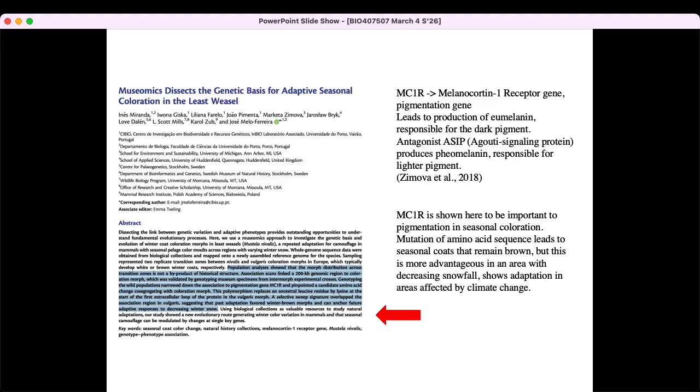I think I added this arrow. Oh, so this I wasn't familiar with this word, museomics, right?